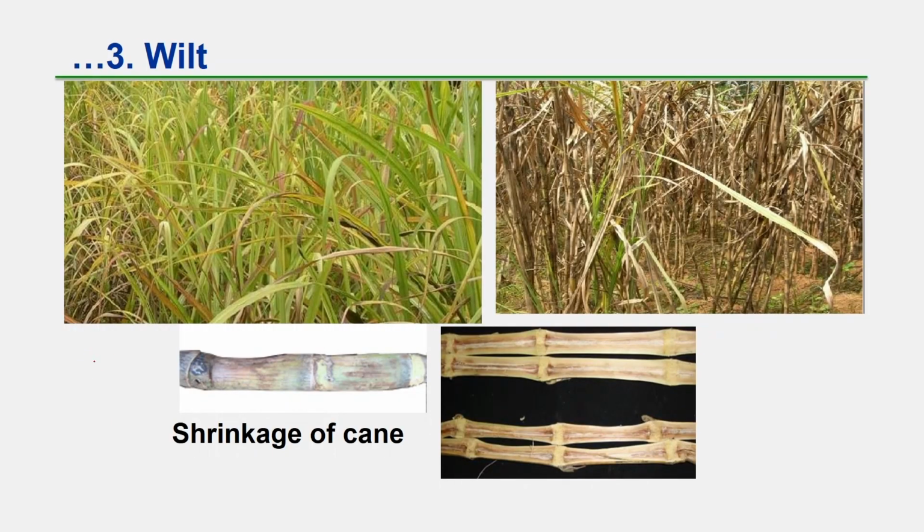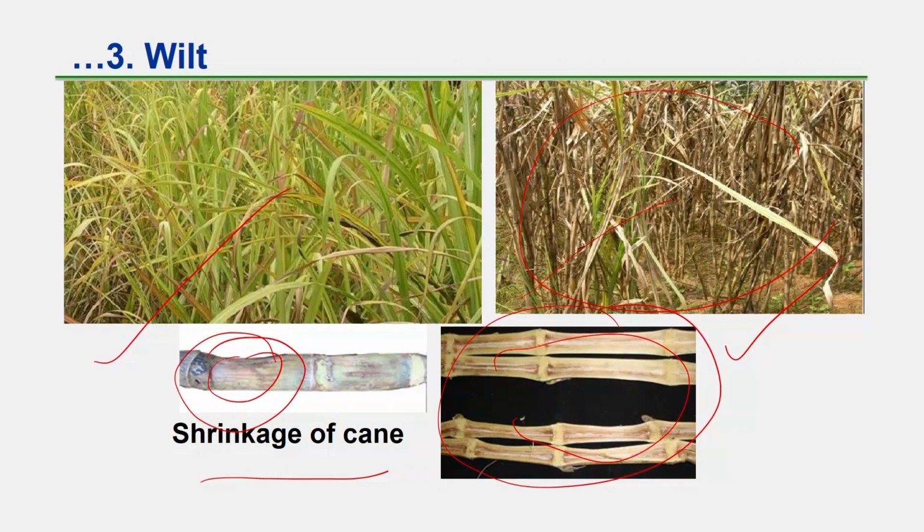Now you can see the wilted plants of sugarcane. It is complete wilting, drying, and there can be all kinds of destruction of this crop. And see how it looks if you break the stem longitudinally. It looks like this, but there will not be a foul smell like in the case of red rot. Shrinkage of cane. See this kind of shrinkage happening in the cane. This is a typical symptom of wilt in sugarcane.